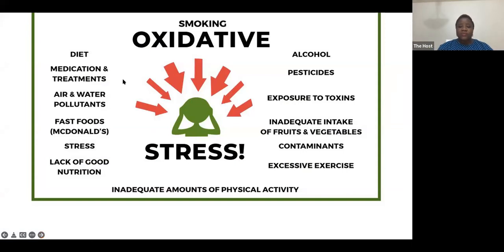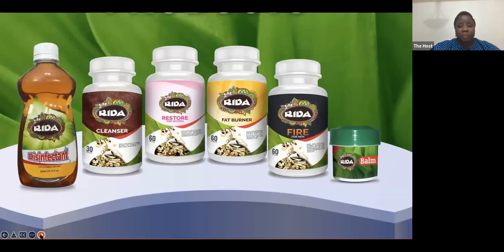The things that cause oxidative stress are part of our average daily lifestyle: our diet, our medications, air pollutants, water, stress, lack of good nutrition, excessive or insufficient exercise, exposure to toxins, not taking enough fruits and vegetables, and so on. Almost everybody here will have two things they are not comfortable with that they are exposed to day to day. As a result, we all need to take antioxidants. It is not a luxury. It needs to be part of our lifestyle.